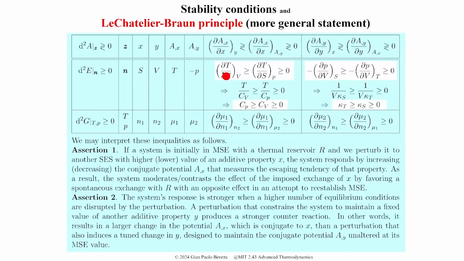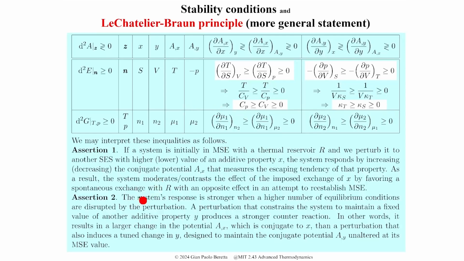Now, by the way, by looking at these derivatives, you find all the relations, and you can see that, for example, you can rewrite this as Cp is greater than or equal to Cv, which is greater than or equal to 0. Or that one, the compressibility at constant temperature is greater than the compressibility at constant entropy. Okay.